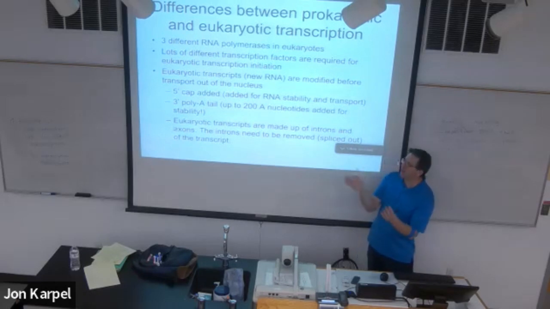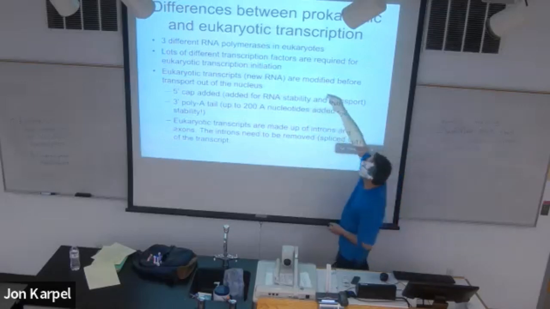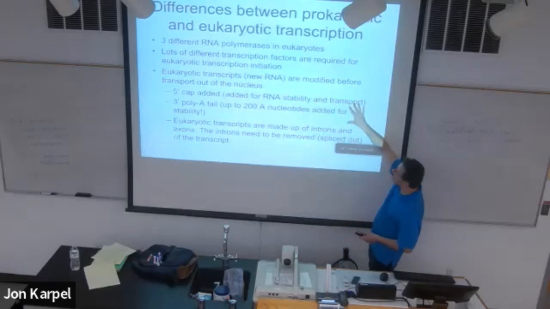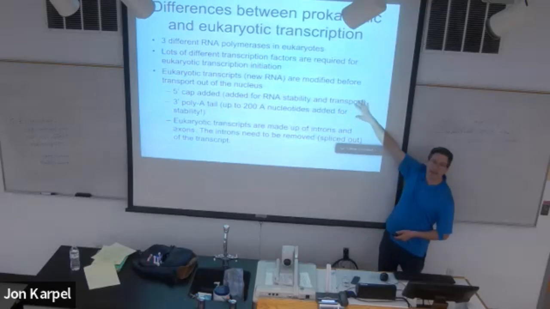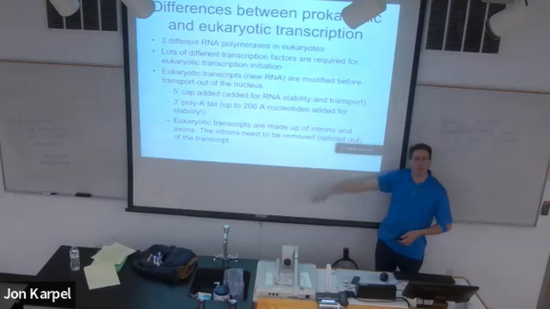Prokaryotes, I don't think there are any post-transcriptional modifications. You just start translating that thing right away. But in eukaryotes, we're going to see these modifications like the 5' cap and the poly-A tail. These are going to be necessary for stability and translation. They can be necessary for the ribosome to identify these. So without them, we don't see translation.